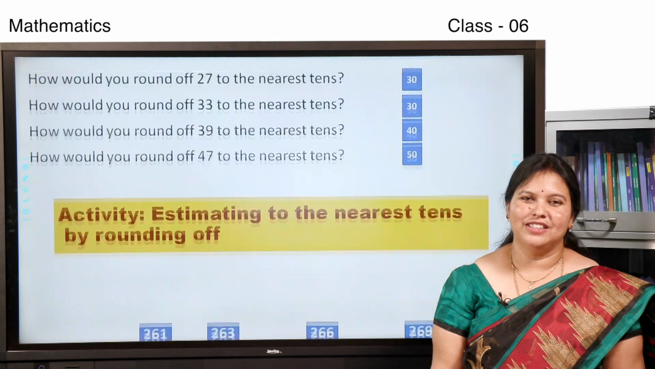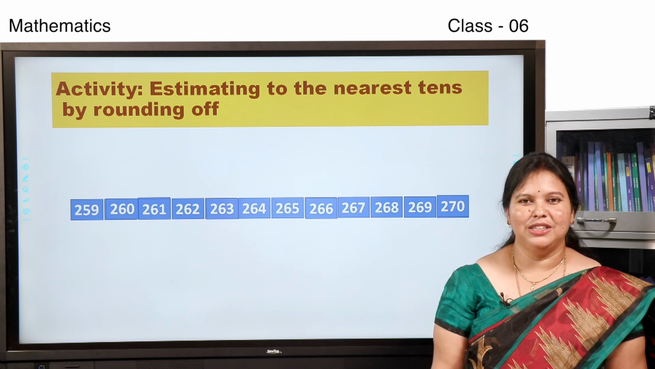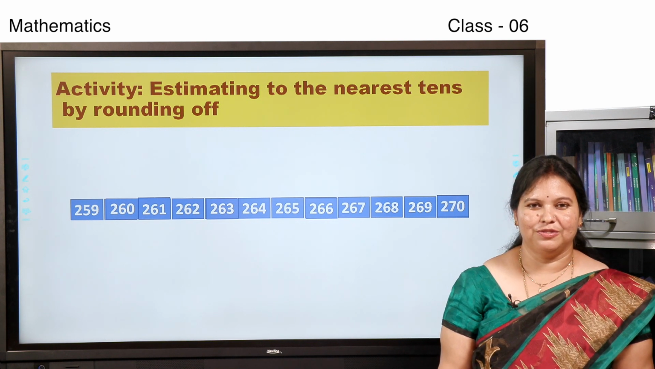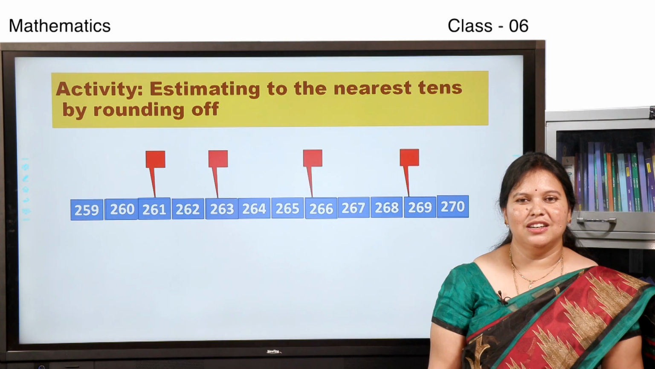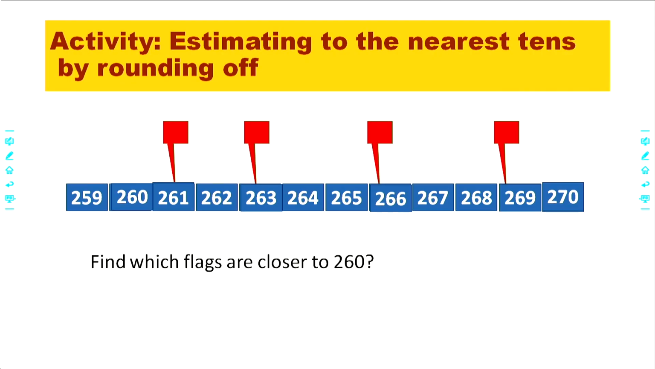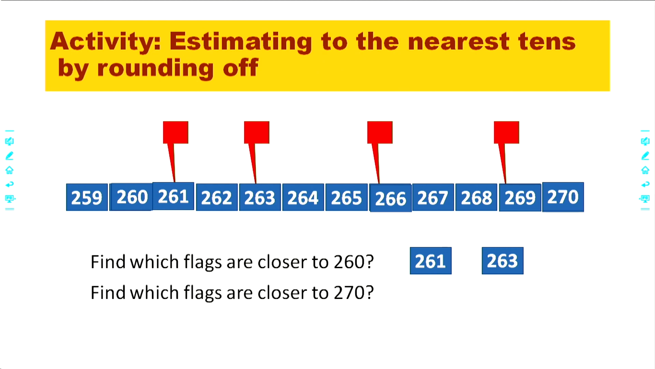Children, let us do another activity. Here also you have to estimate to the nearest tens by rounding off. So, here 4 flags are there on different 4 numbers. Find which flags are closer to 260? Yes, 261 and 263. You are right. Next, find which flags are closer to 270? Yes, it is 269 and 266. I think you have learnt how to estimate to the nearest tens by rounding off.